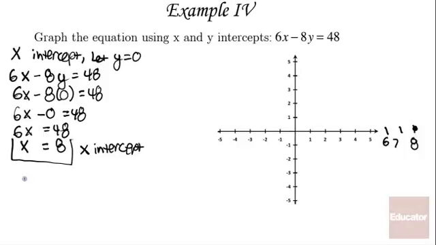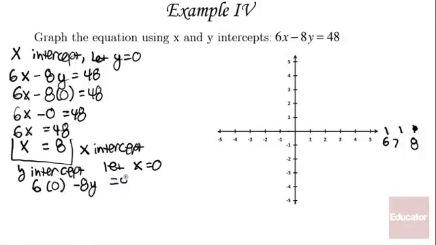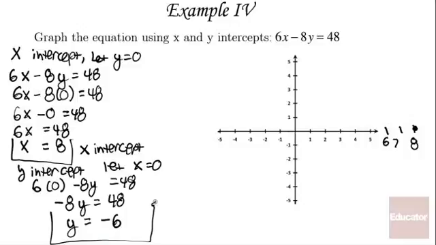Next, I'm going to find the y-intercept by letting x equal 0. I'm going to go back to that original equation, and I'm going to take 6 times 0 minus 8y equals 48. This gives me 6 times 0 is 0, so my x drops out, and I get negative 8y equals 48. To isolate the y, I divide both sides by negative 8, giving me y equals negative 6. So that is my y-intercept.